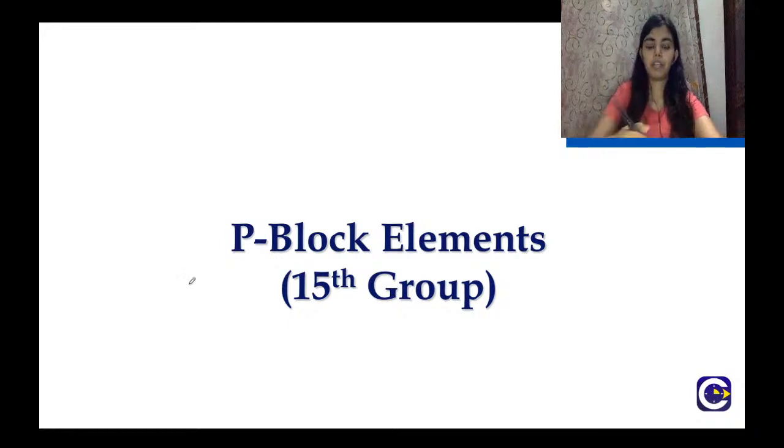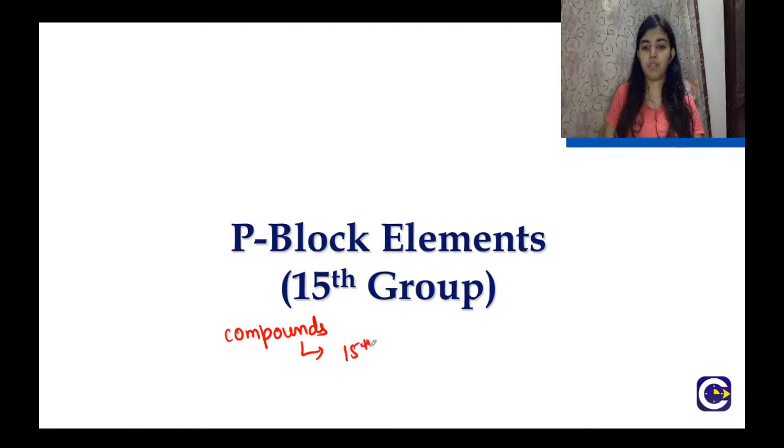So we were previously discussing the p block elements, and we had done the physical properties of the 15th group. Now we will discuss the compounds that are made by the 15th group. What all are the elements in the 15th group? Nitrogen, phosphorus, arsenic, antimony, and bismuth. These are the elements present in the 15th group of the p block.